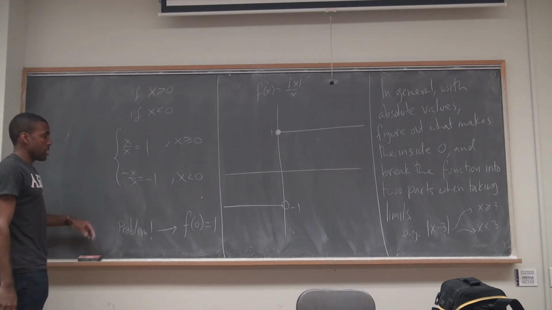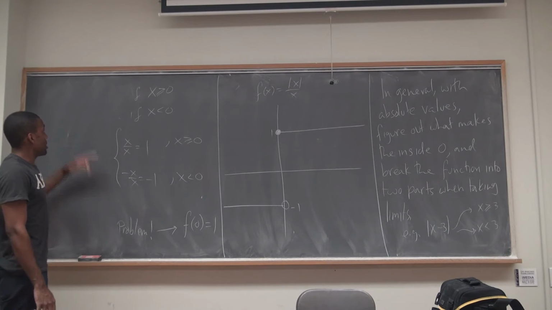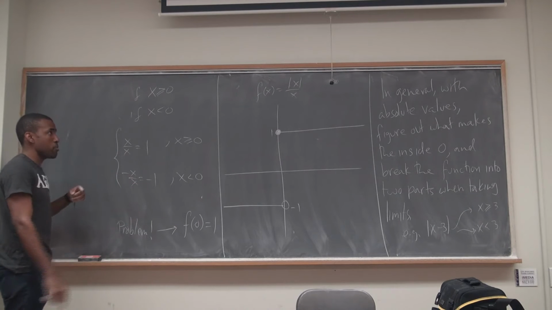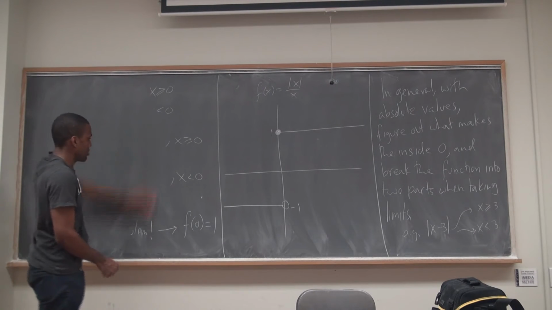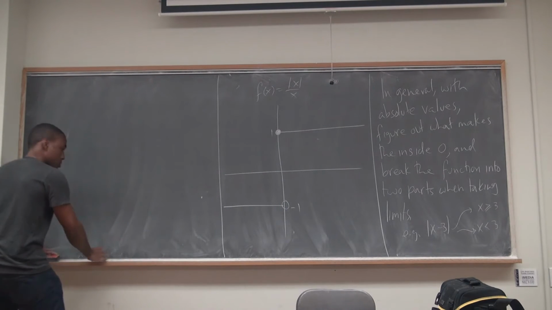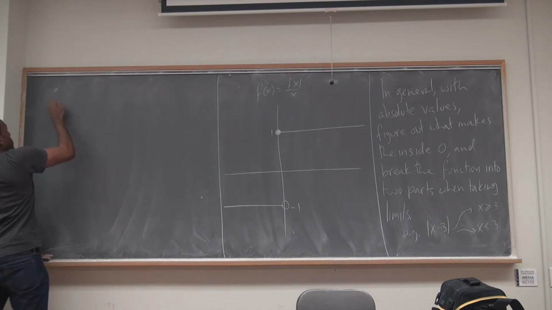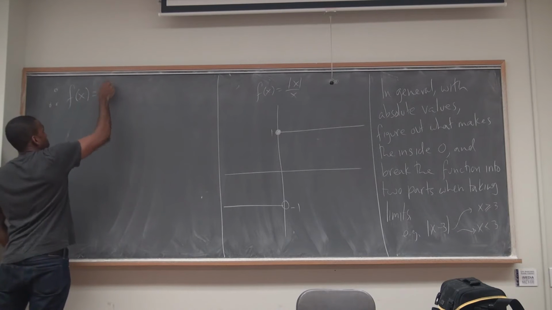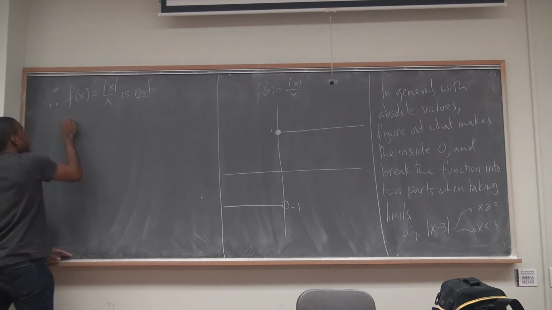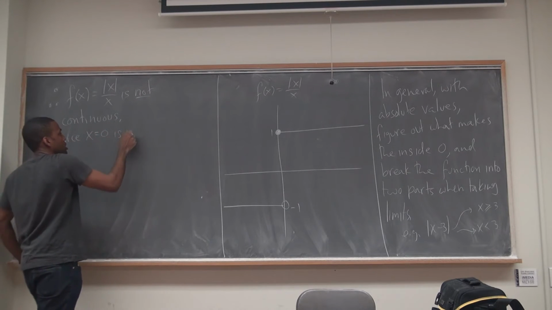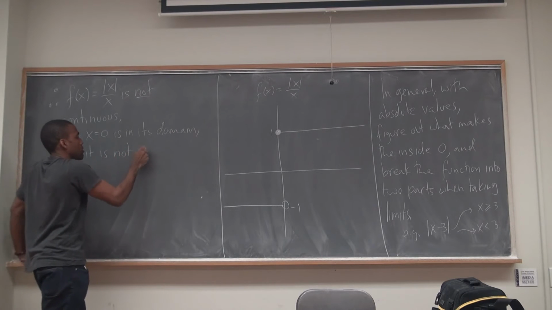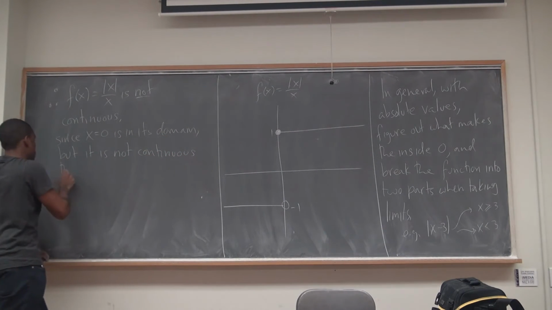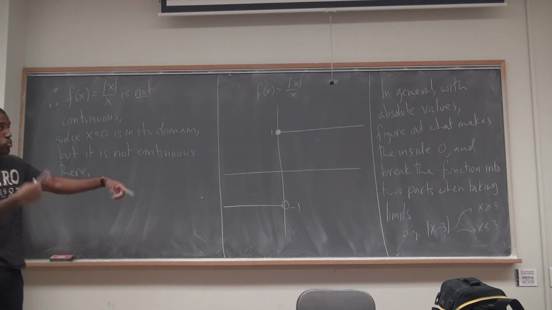But another thing I want you to notice with limits, which is important, is that I can analyze a function and know how the picture is going to behave before I even draw the picture. Notice that I could have told you this answer. It's not continuous. Therefore, f of x equals absolute value of x over x is not continuous, since x equals 0 is in its domain, but it is not continuous.